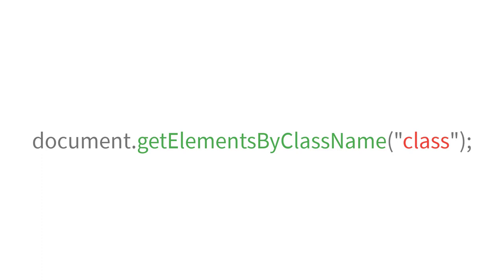When working with HTML, we always use classes to give the elements a specific look and feel with CSS. To select elements with the same class, we can use document.getElementsByClassName. Let's look at an example.